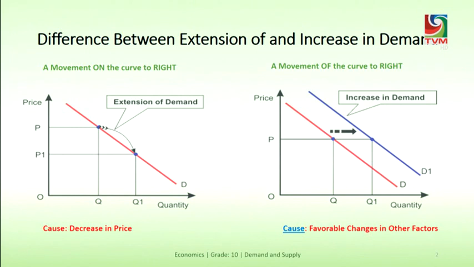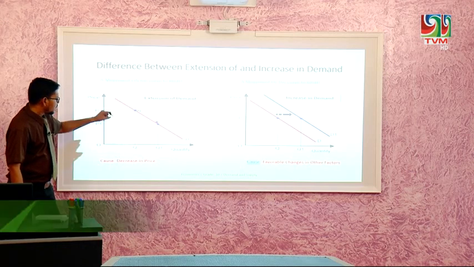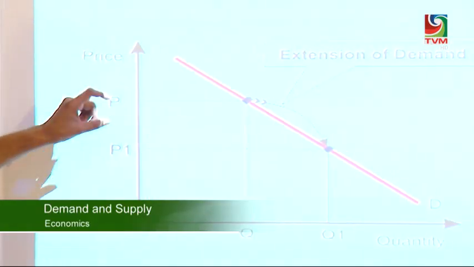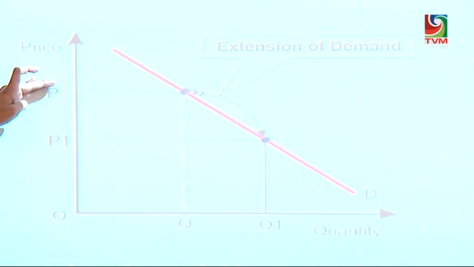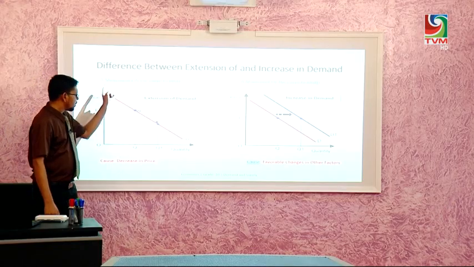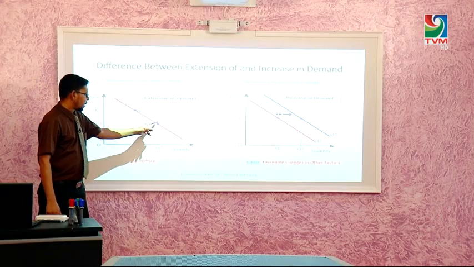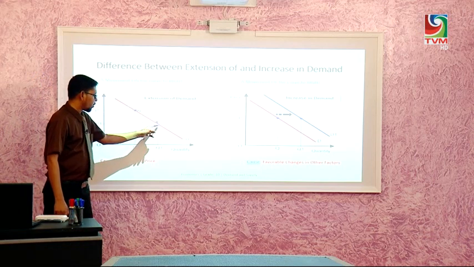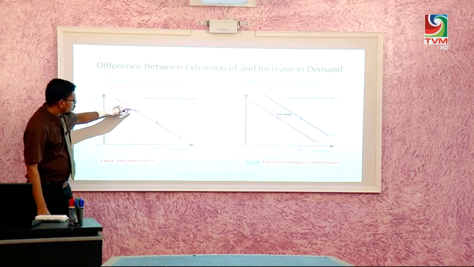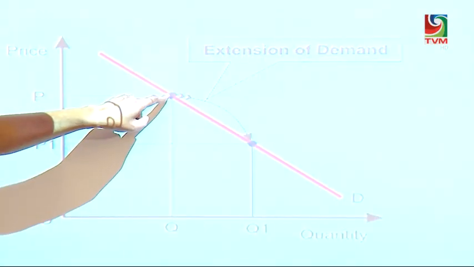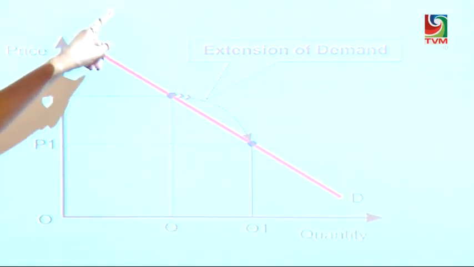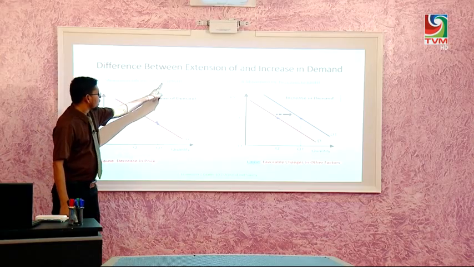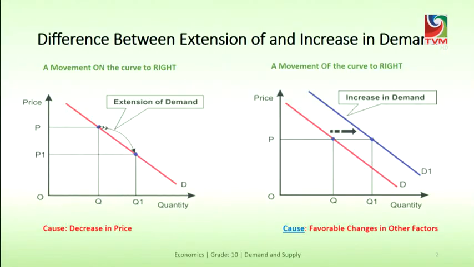Extension occurs, the cause, here I have written, the cause is only the price. The price will decrease, so because of that there is an extension of demand, which means the movement is on the demand curve. Here the movement on the curve to the right. However, here you will see the other factors.